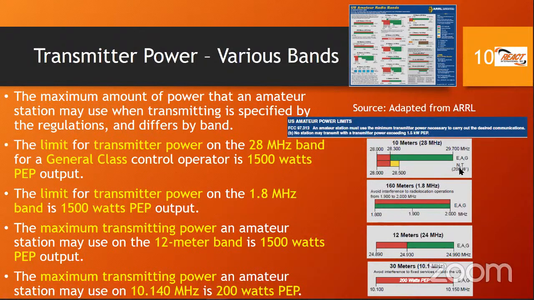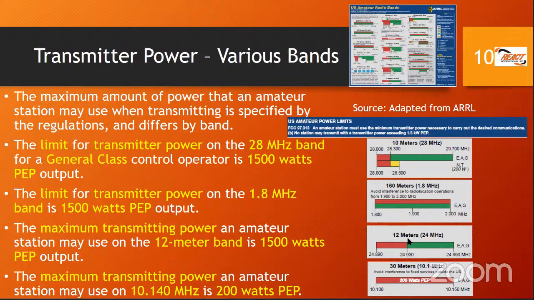Where you have HF privileges, you're usually restricted in power. So 1.8 megahertz, also 1500 watts peak envelope power. So for both frequency spectrums, the bands that we have talked about so far, the maximum power that you're allowed is still 1500 watts for those two bands. Let's go to another band.